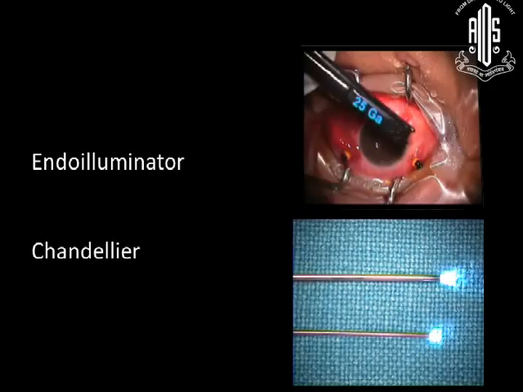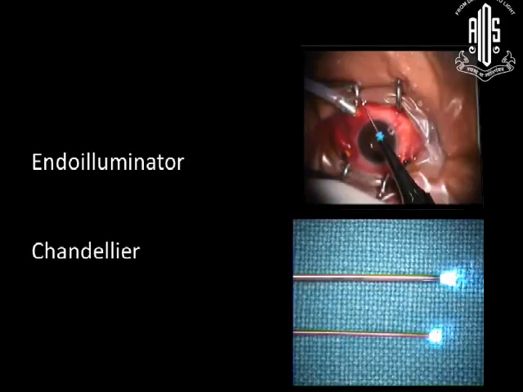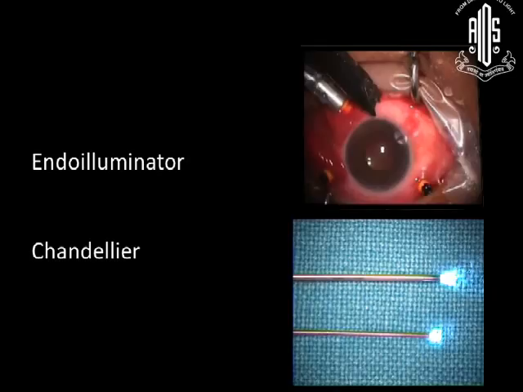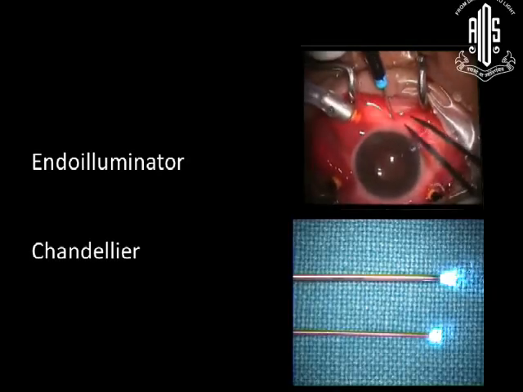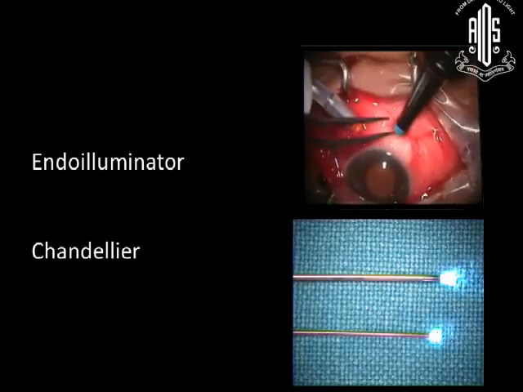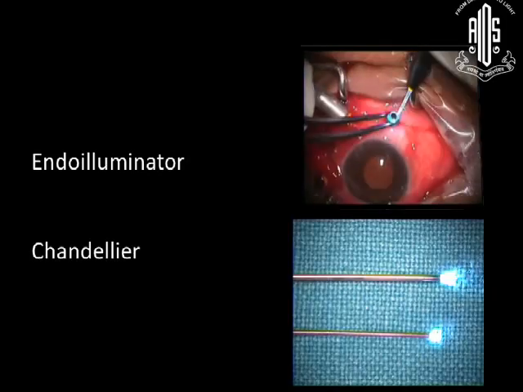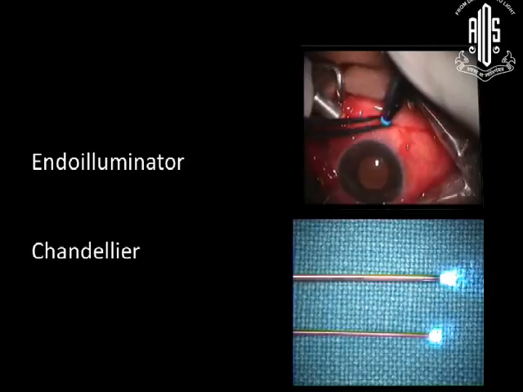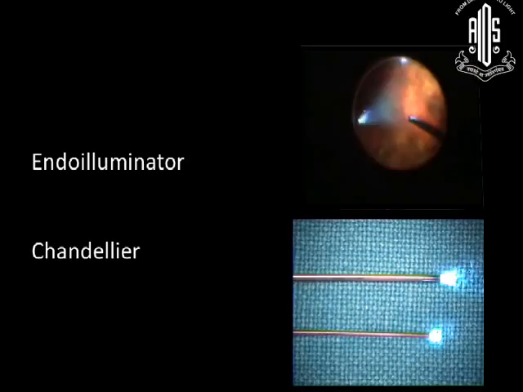Now you can use either chandelier systems. Nowadays chandelier systems are very easy to mount. It's just like creating another port, and you put in your 25 gauge system. We are using a 25 gauge chandelier. Just put it in and you get a quality of picture like this.